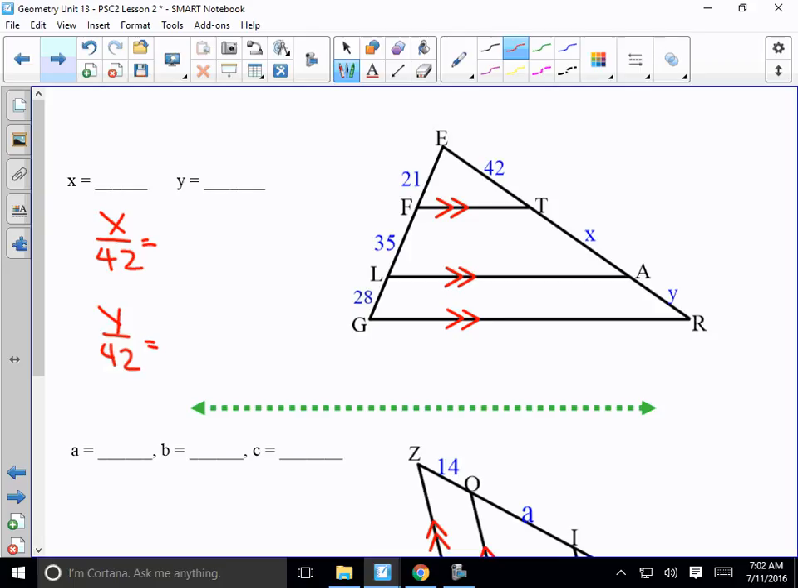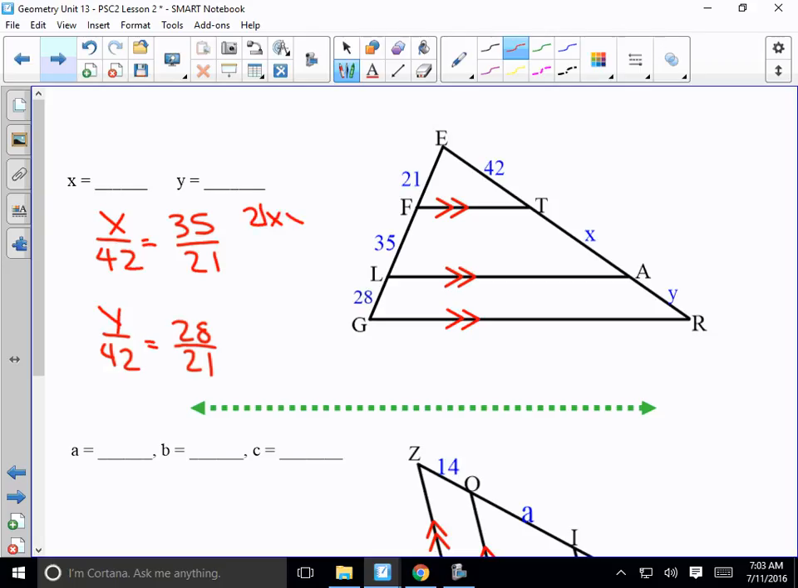Now we know the 42 is going to match with the 21 in both of these. And then what I need to do is make sure I'm pulling the correct piece to match with the x. The x matches with the 35. The y matches with the 28. Okay, y is the bottom level, so I have to use the bottom level on the left side. X is the middle level, so I have to use the middle level on the left side. And then from there, it's a cross multiply and solve again.